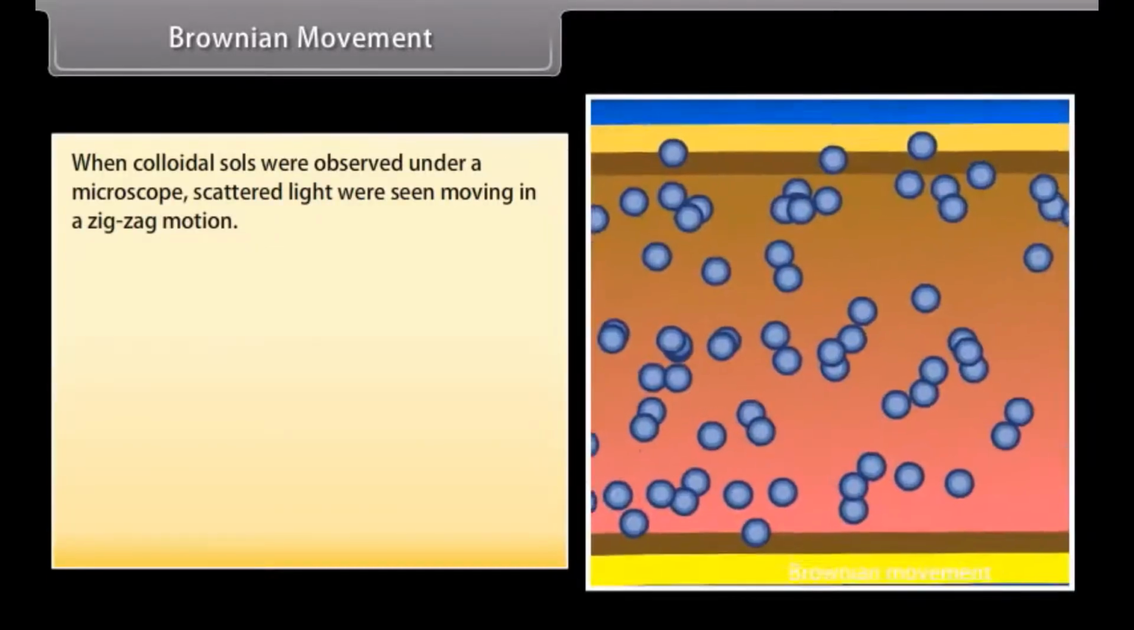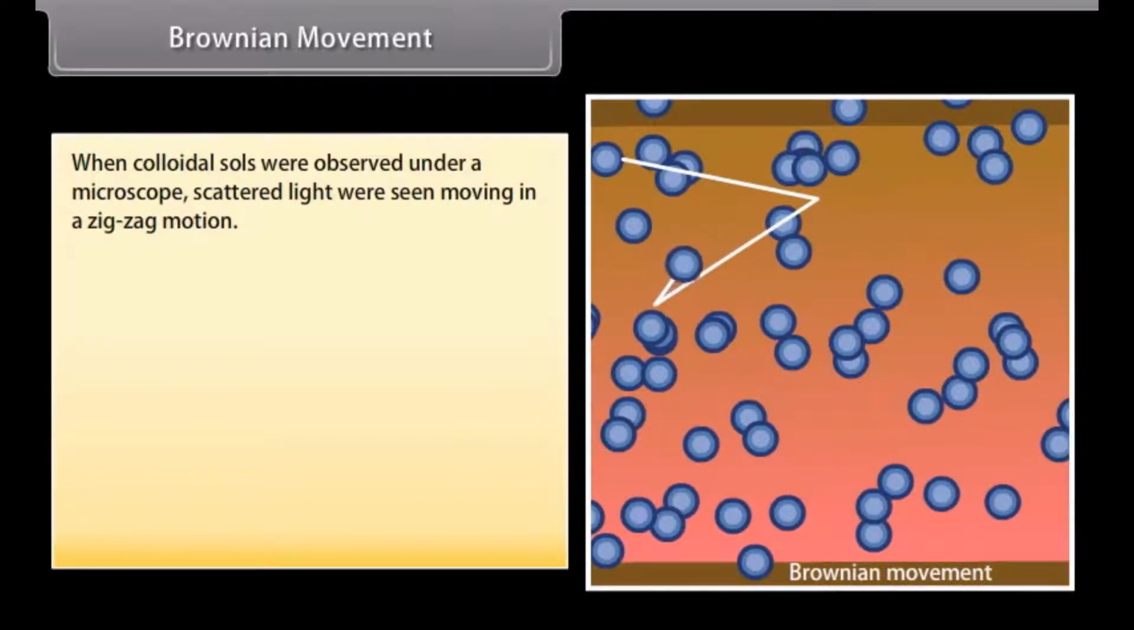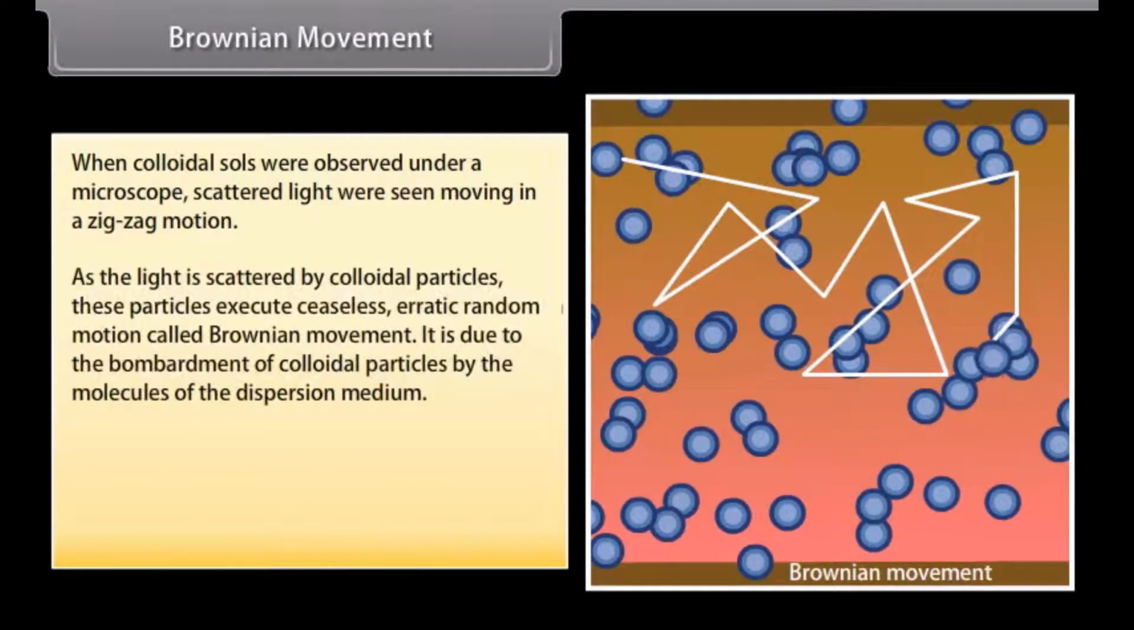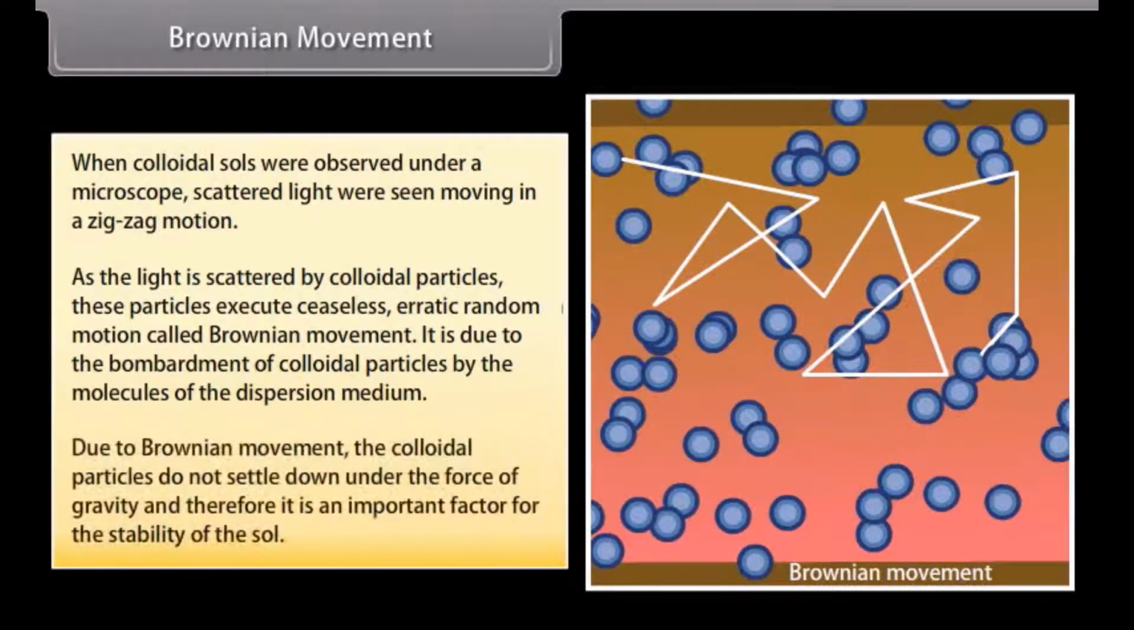Brownian Movement. When colloidal sols were observed under a microscope, scattered light was seen moving in a zigzag motion. As the light is scattered by colloidal particles, these particles execute ceaseless, erratic random motion called Brownian movement. It is due to the bombardment of colloidal particles by the molecules of the dispersion medium. Due to Brownian movement, the colloidal particles do not settle down under the force of gravity, and therefore, it is an important factor for the stability of the sol.